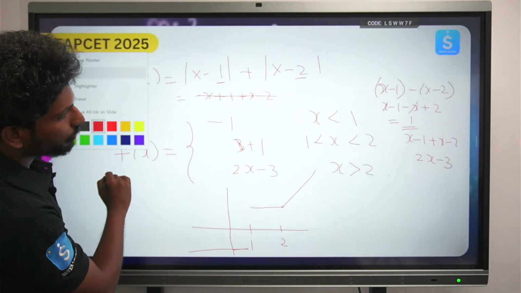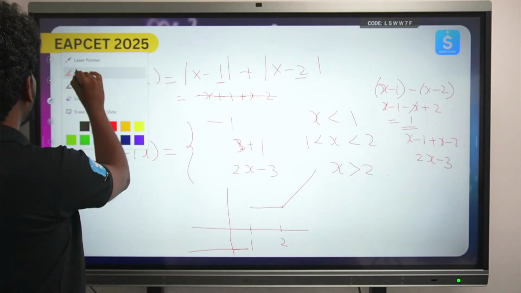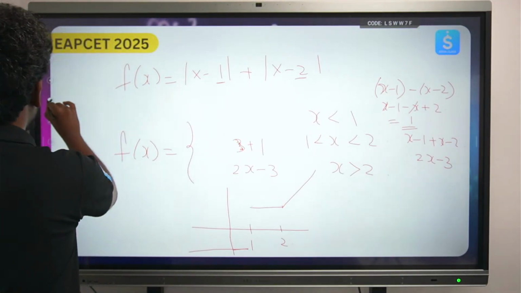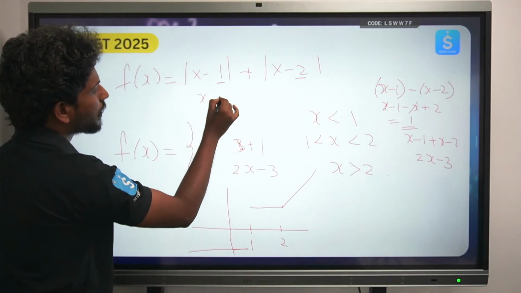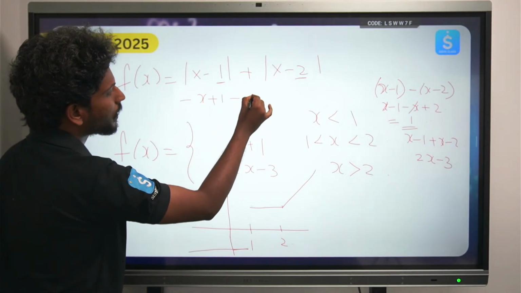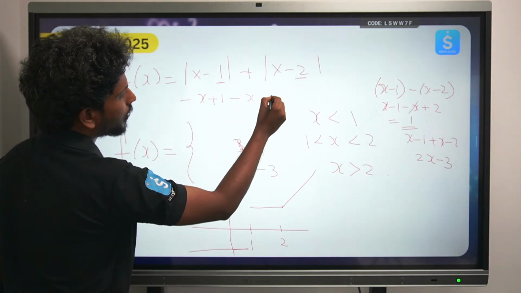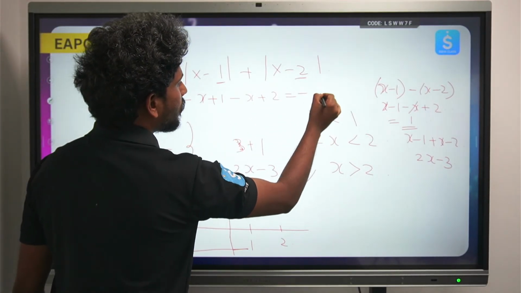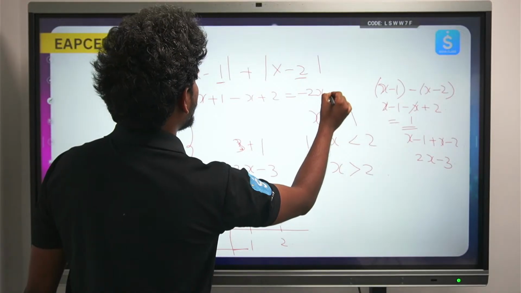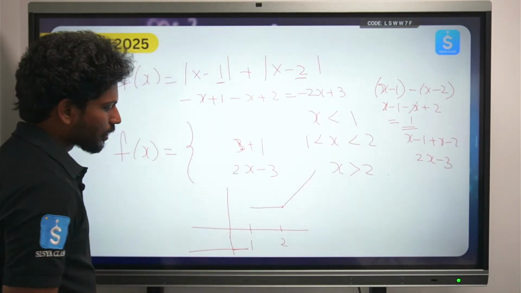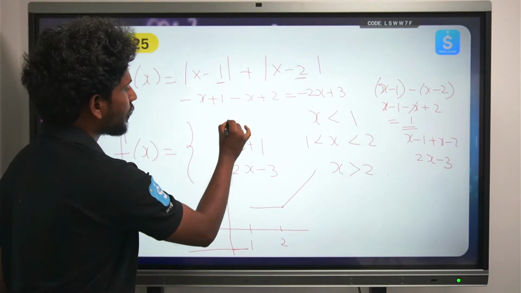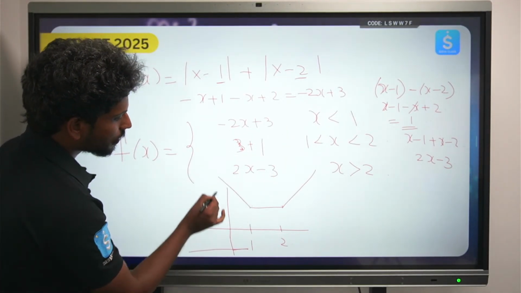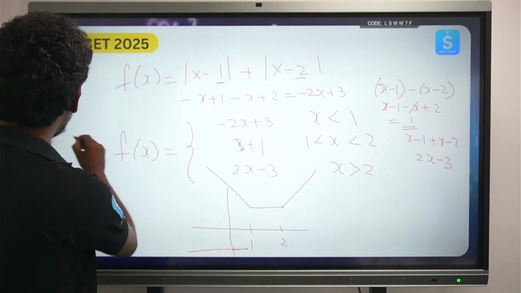For values of x less than 2, here also I have made one more mistake. So x minus 1 minus x plus 1 minus x plus 2, so this will become minus 2x plus 3. Okay, minus 2x plus 3. So ultimately the graph looks like this. This is the final graph that I have.